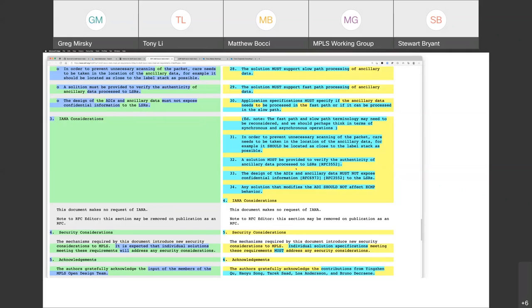Do you think that we want to have a general authentication mechanism for ancillary data, or that each type of ancillary data should have an option of authentication? Either of those would comply with requirement 32. Someone said something else. Okay. I suggested that the data plane is not secure and never has been, and therefore that's a kind of false requirement. Oh, the MPLS data plane, you mean?